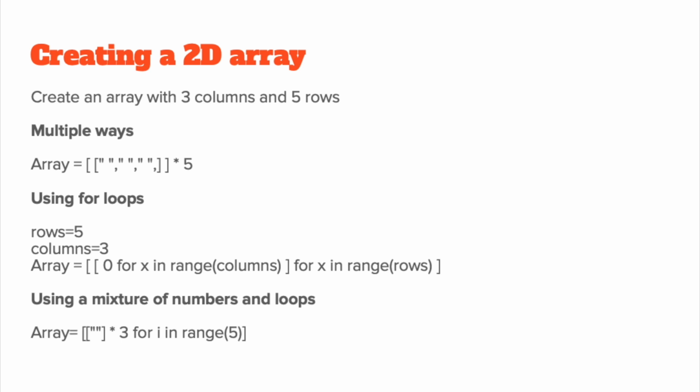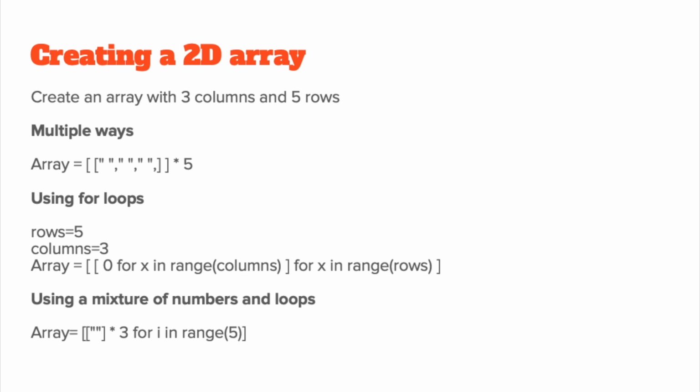Very easy to do. Now you could do this using loops, which is again a bit more complex, requires more lines of code. Rows 5, columns 3, array, for x in range columns, for x in range rows. That would work as well. And we're going to put 0 in each column. Remember, that's possible. Or I could put a space in each column. That's fine as well. 0 denotes what value I want.